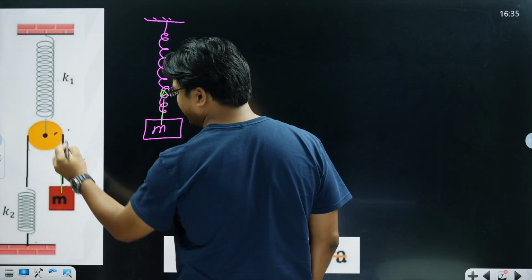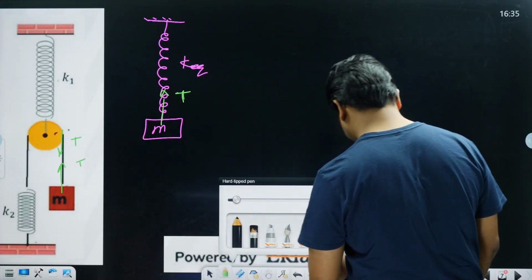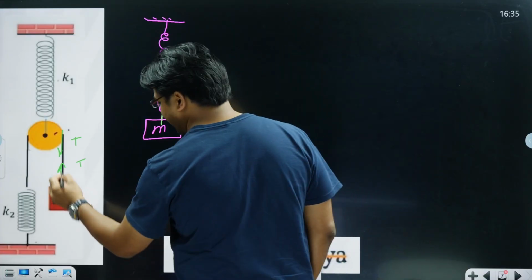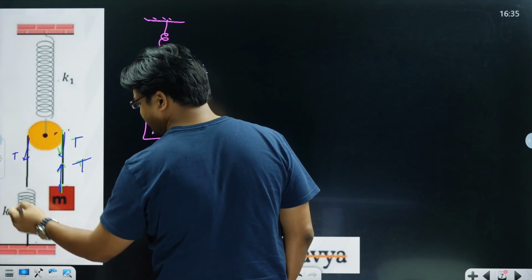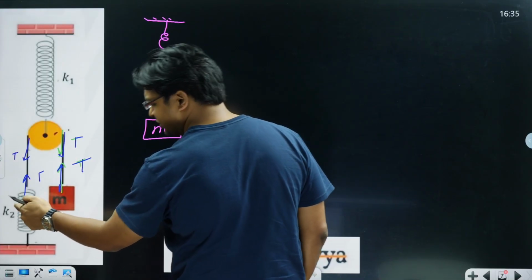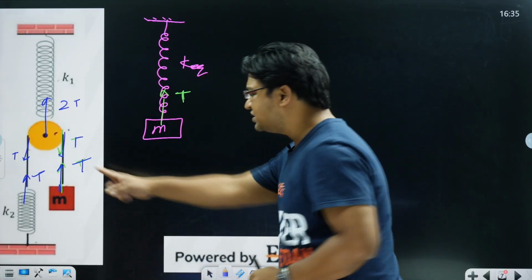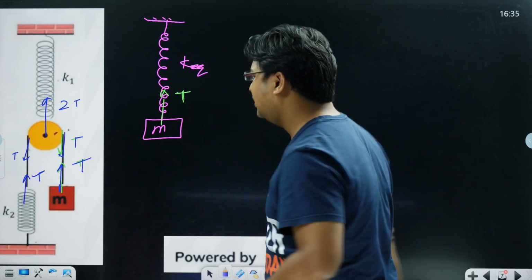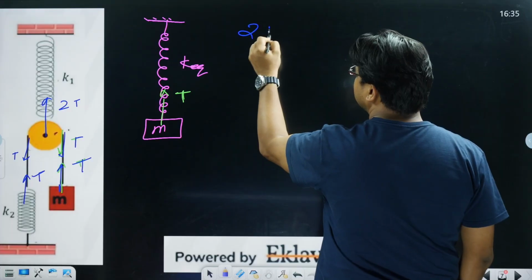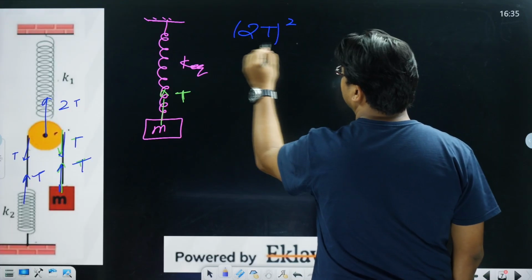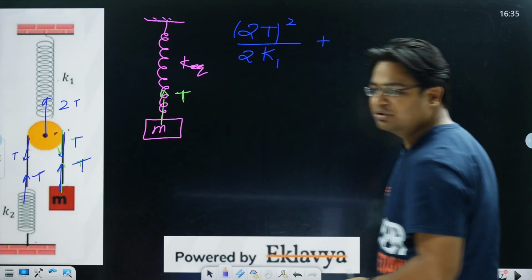Now if we have T force here, it will be T here. Is it visible? I'll change the color because of the white background. So this is T, this is T, this will be T, which means that the force in this spring is T and the force in this spring is 2T. So when I see that system and I write the energy, the energy stored in spring 1 will be written as 2T square by 2 of K1. So that is the energy stored in the first spring.